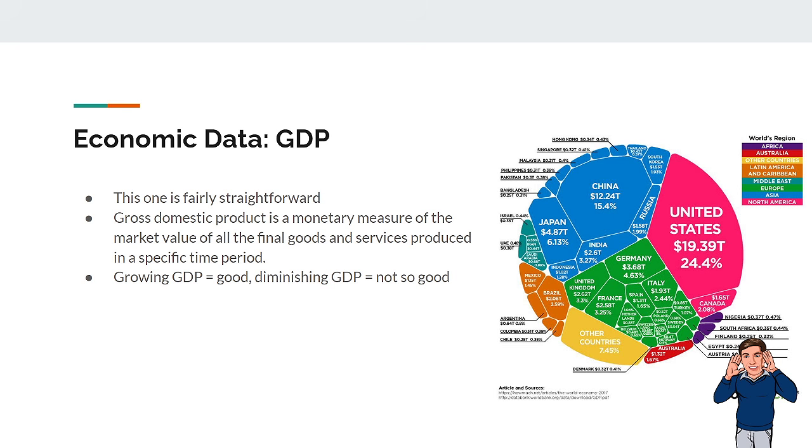So let's talk about GDP. The next one is GDP. This one is a little bit easier. So GDP is gross domestic product, and it is basically a monetary measure of the market value of all the final goods and services produced in a specific time period. So growing GDP equals good, diminishing GDP equals not so good, right? If economies are growing, if more business is conducting, if things are going well, GDP is rising, and that is considered good or bullish for a currency because there's more demand for that currency.